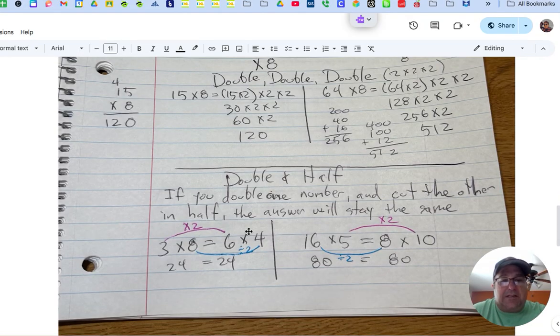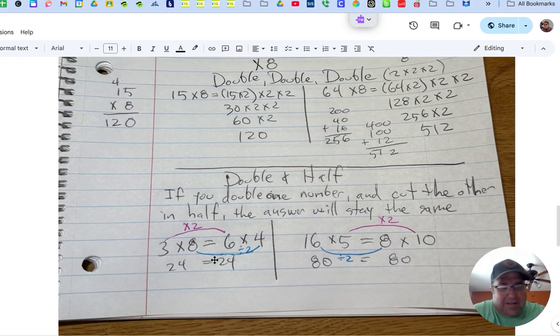One more strategy we talked about, the double and half strategy. So anytime I'm multiplying, so our first example is 3 times 8. If I double one number and I cut the other in half, I'll get the same answer. So if I look at our example here, I doubled the 3 to get 6. And I cut the 8 in half to get 4. So in other words, 3 times 8 is the same as 6 times 4. They're both 24 in that case.